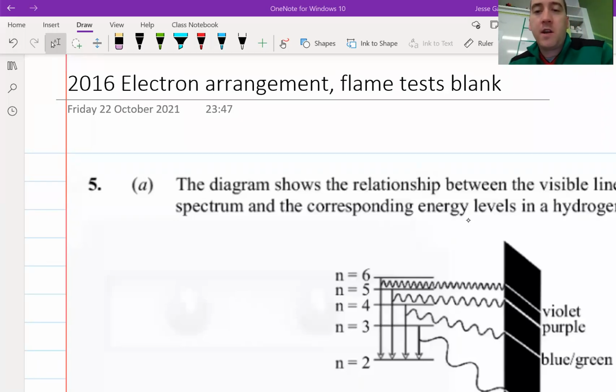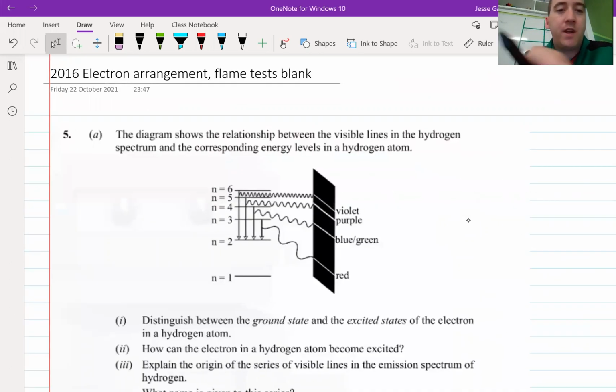In this video, we're going to do some guided exam questions on the 2016 question that came up from atomic structure, and it was based on electron arrangement, Bohr theory, and the flame tests. It was a 50-mark question, which means you have about 20 minutes. So 50 marks, we get 20 minutes.